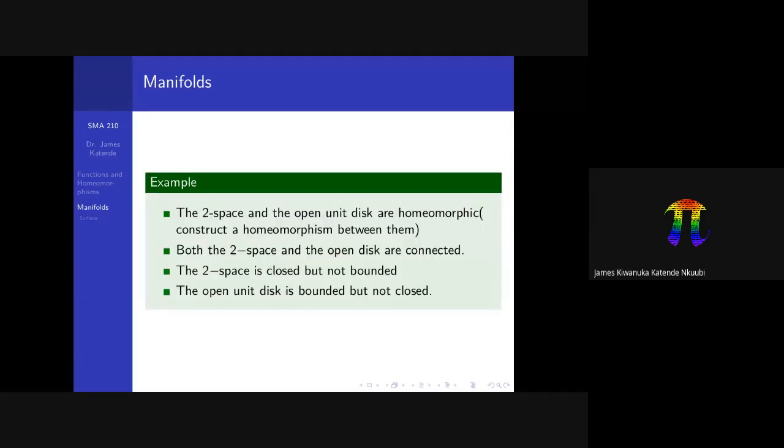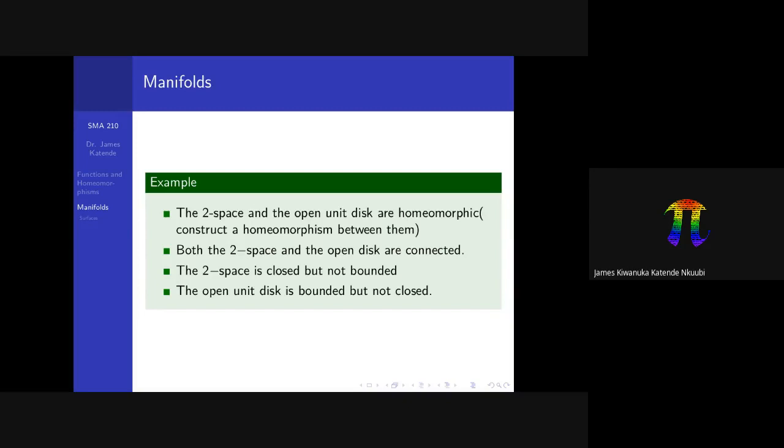So here's some examples of two-dimensional space. It says the open unit disk is homeomorphic to the two-dimensional space. Now here, I did not construct the homeomorphism between the two sets, and I have given you the task to do that. So you try to construct a homeomorphism between the two space and an open unit disk.